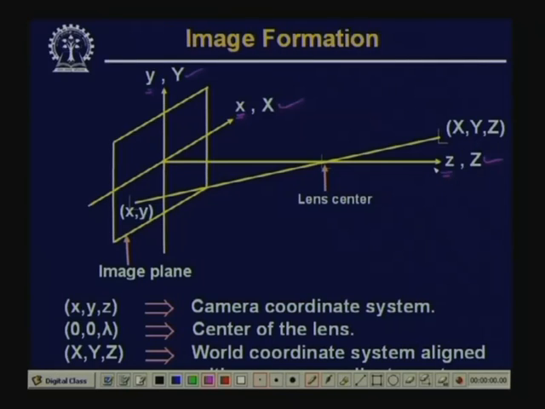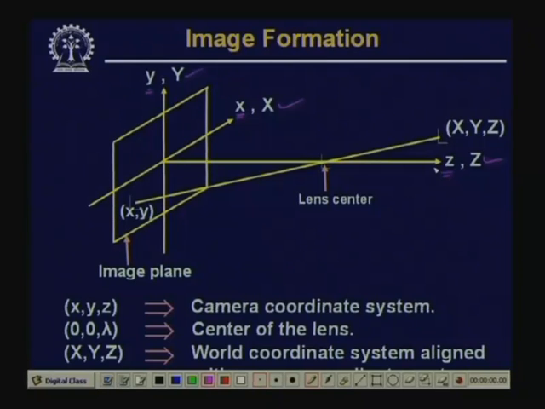Now, here we have assumed that this camera coordinate system and the 3D world coordinate system are perfectly aligned. That is, the x axis of the 3D world coordinate system coincides with the x axis of the camera coordinate system, the y axis of the world coordinate system coincides with the y axis of the camera coordinate system, and similarly the z axis of the world coordinate system coincides with the z axis of the camera coordinate system. So, both coordinate systems have the same origin.